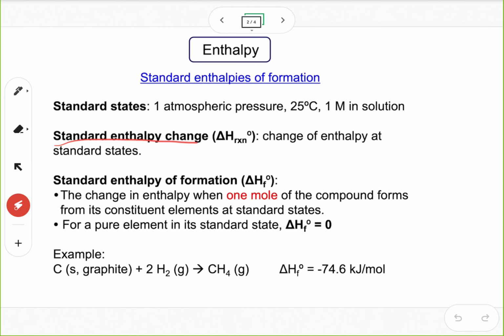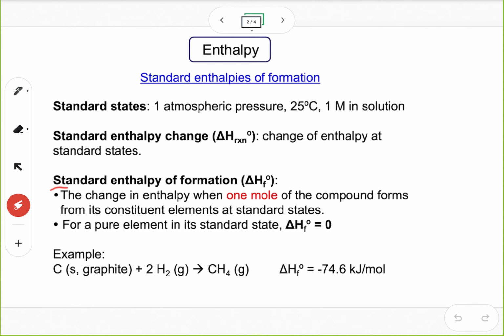Second, standard enthalpy change. We use delta H reaction with this tiny circle to represent the standard enthalpy change. What does it mean? It means the change of the enthalpy at standard states. Well, we just discussed what the standard states are. So this is the standard enthalpy change.